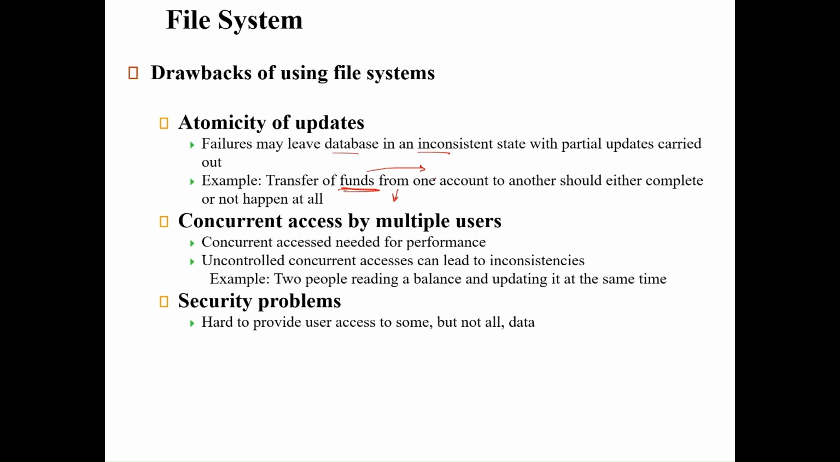If during the transferring of the amount it fails, then the database may be left in an inconsistent state. So that is called atomicity, and that atomicity problem was there in the file system. The next problem was concurrent access.